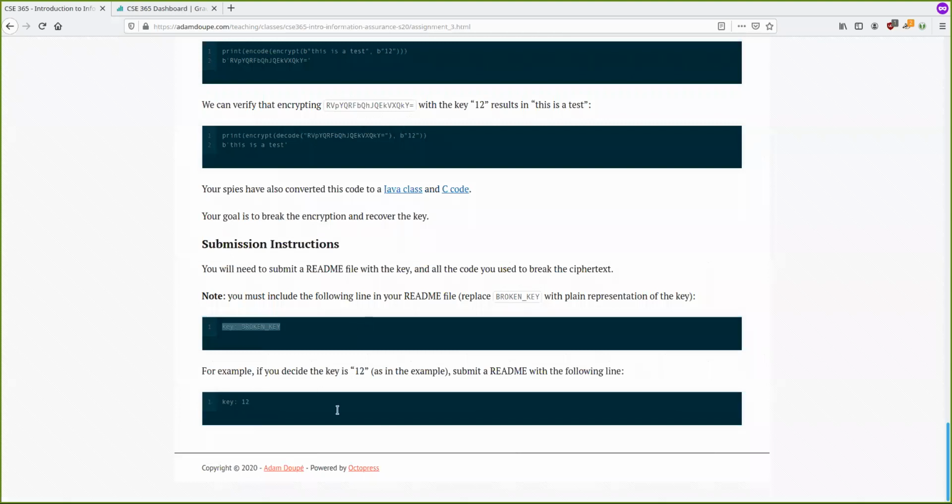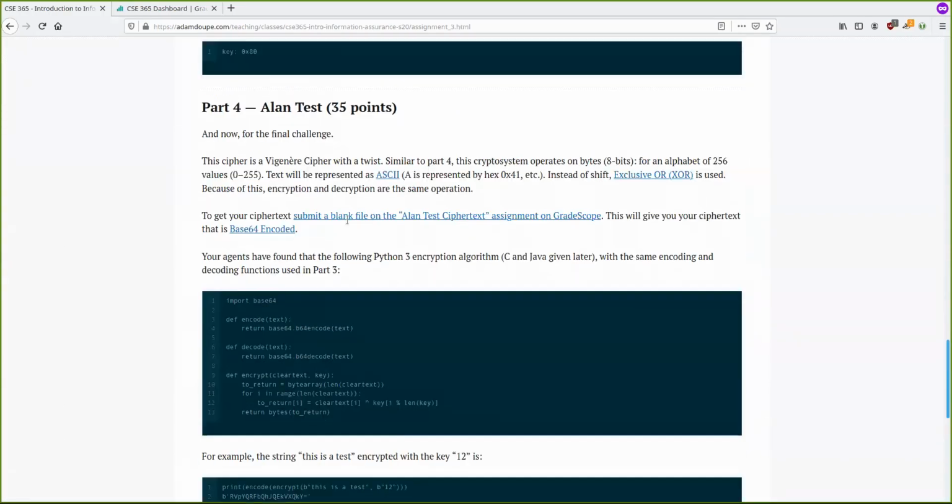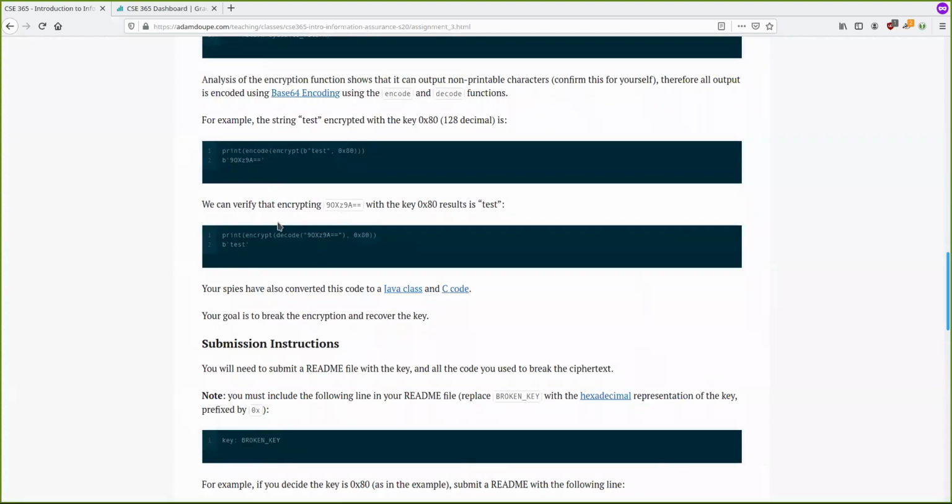The next question that was asked was about how the base 64 encoded text gets XORed. If you look into this specific example here, we see that this string 90xz9a equal to is decrypted using the key hex 80 to bring the plain text test. What you need to remember is that this string is base 64 encoded, and you have to do the base 64 decoding before you can actually do the decryption.